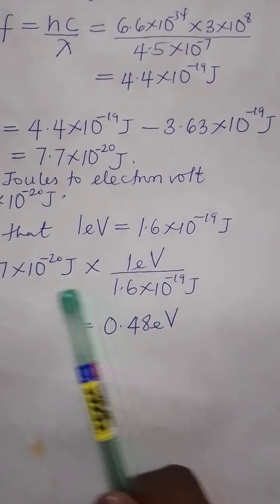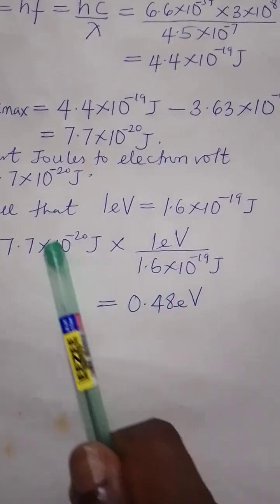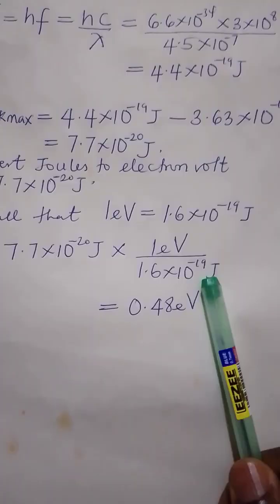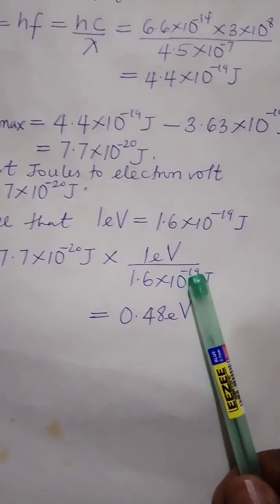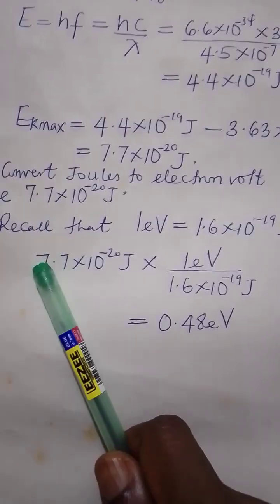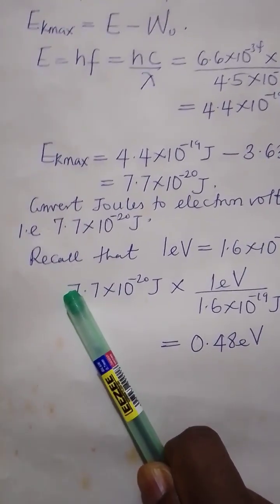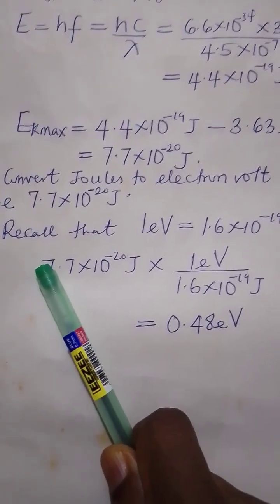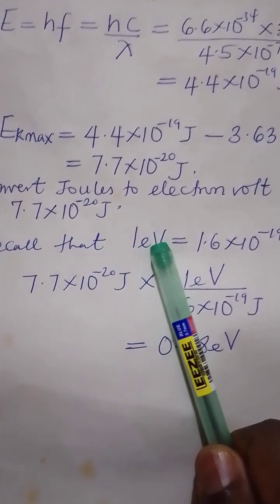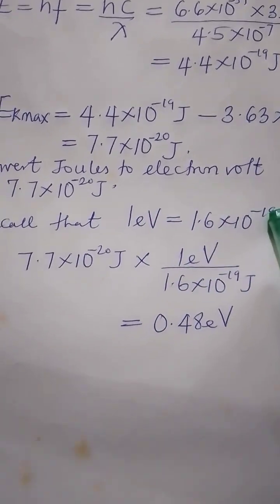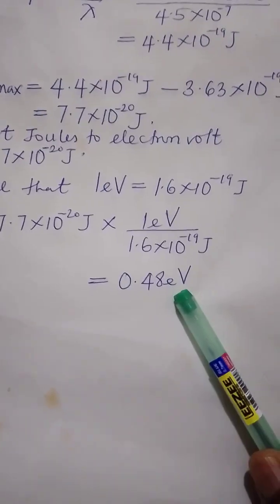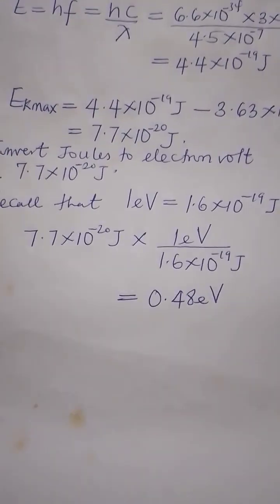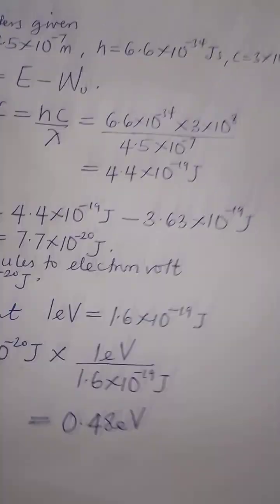Arranging the whole system such that the joules cancels out, and then we have our electron volt. In other words, dividing the maximum kinetic energy in joules by 1 electron volt in joules converts it to electron volt as shown. This will take us to question number 3.